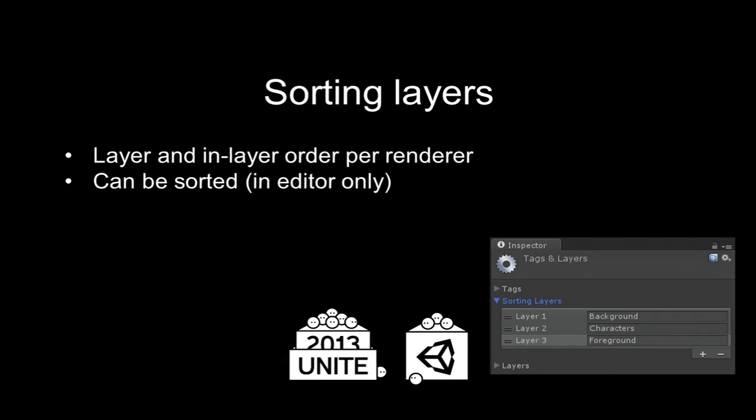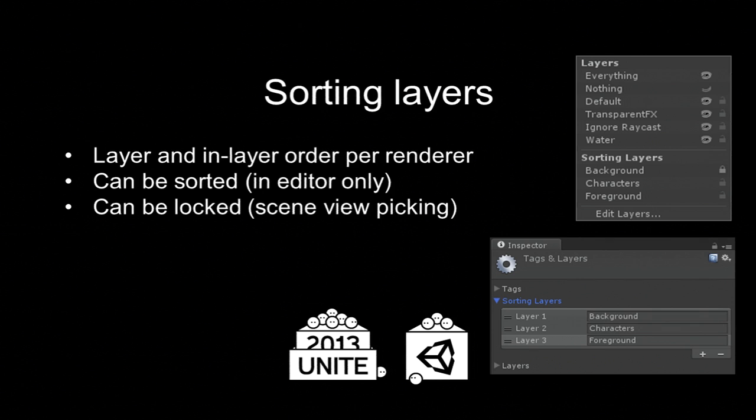And only then, if both layer and the depth match, it will fall back to using Unity's current sorting mechanism. So those layers, of course, can be sorted in the editor. They get fixed at runtime. And to make scene view picking easier, we enabled a feature that lets you lock the layers in the scene view, so you can disable picking for background elements or something that you're not actively working on. So that should improve workflow significantly, I think.